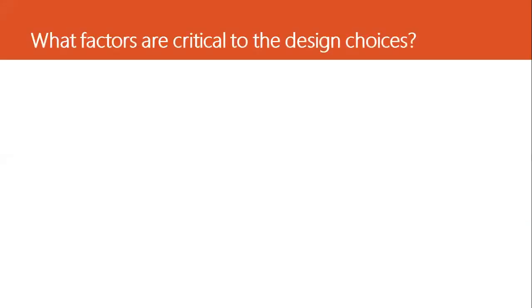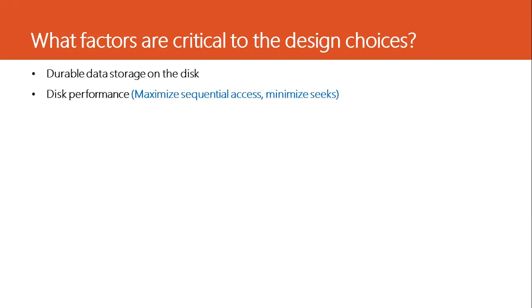So, what factors are critical to the design choices of a file system? Well, durability is of prime importance in long-term memory storage. Disk performance, basically to maximize sequential access and minimize the seeks. We also need to be able to open first and then do reads or writes, because on open, we first check that the file exists, and secondly, that the user has permission to use the file in the way you want.